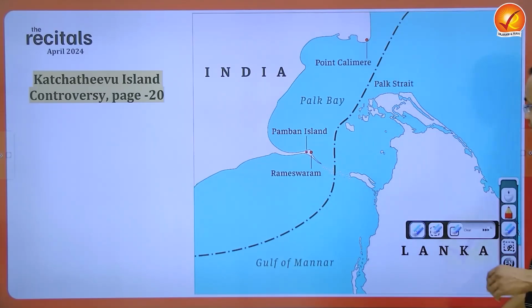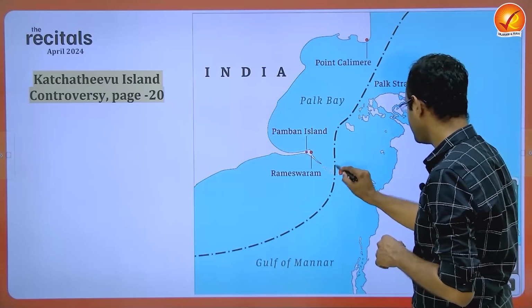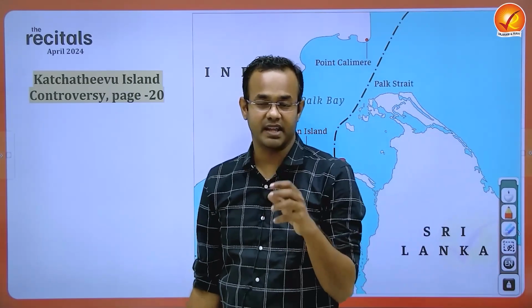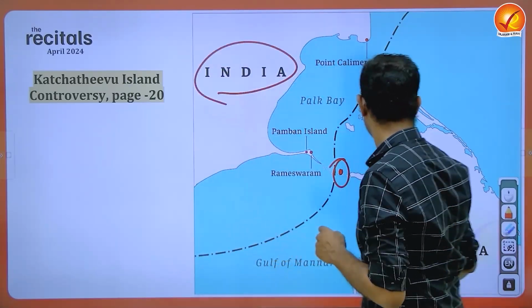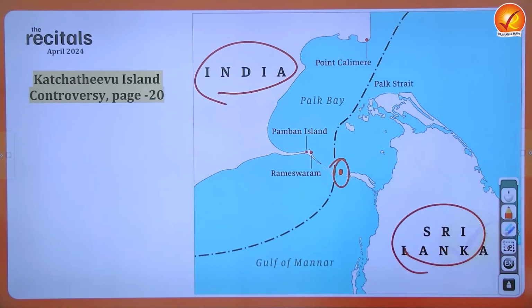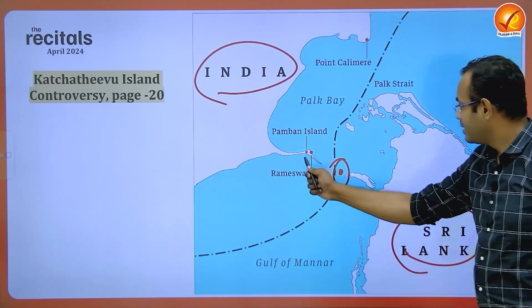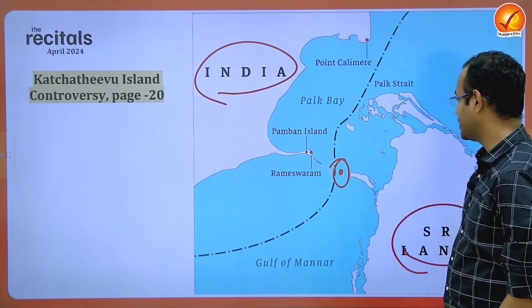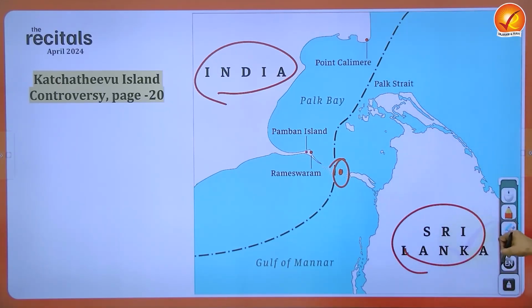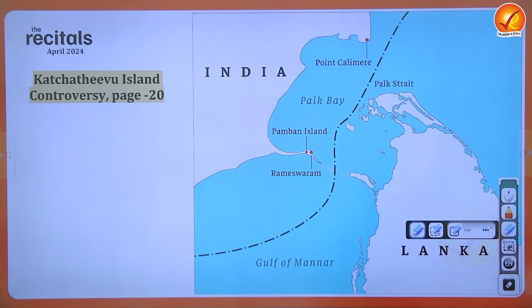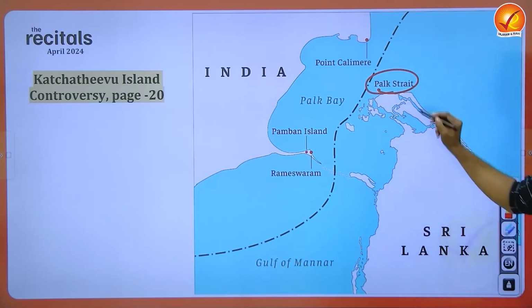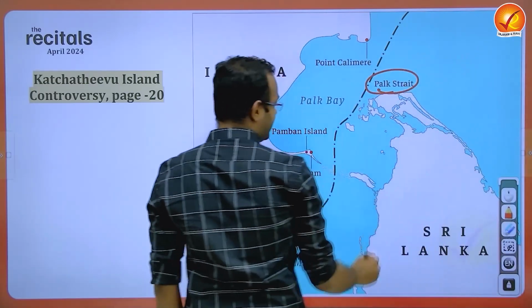We will start with Katchatheevu. Katchatheevu is an uninhabited area between India and Sri Lanka, slightly towards the eastern side of Rameshwaram. We will go one after the other. Start with Palk Strait, which lies between India and Sri Lanka.